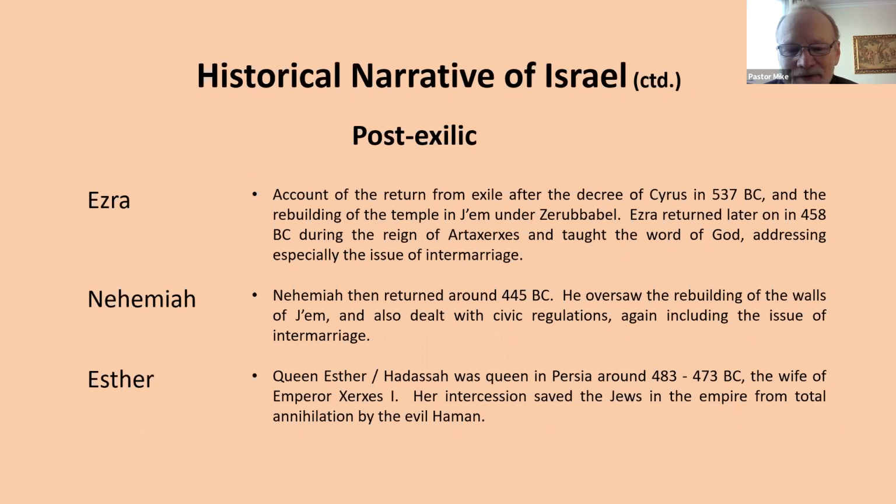She married the emperor, which in her time was Xerxes the First, and that dates her to around 483 to 473 BC. And the main event of her story was her intercession before the emperor to save the Jews and the empire from total annihilation, which this evil man Haman had planned to do. He was going to kill them all. It's the story of how Esther saved them, interceding before the king.